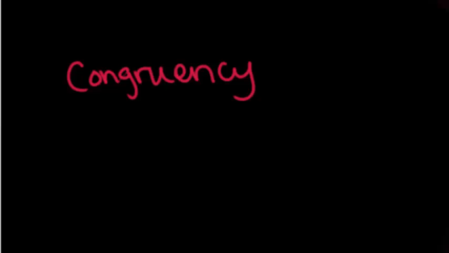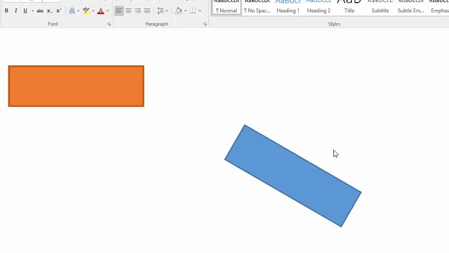the definition of congruency. So I think it's easier if I show you what congruency is. And to do that, let's jump over to Microsoft Word real quick. Two shapes are congruent if they are exactly the same size and shape. Now, what I'm going to tell you is that both of these shapes, both of these rectangles, the blue one and the orange one, are both congruent to each other. That means that they are the exact same size and shape.